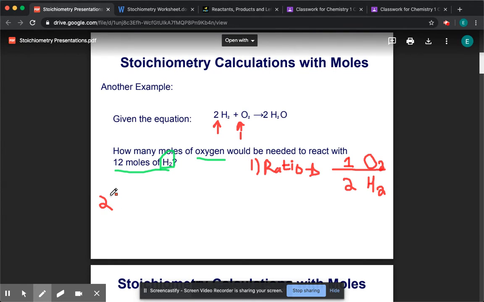Step 2 is to set up your equation. And that equation is how much you have of the original thing multiplied by your ratio. So in this case, we have 12 moles of hydrogen. And then we're going to multiply that by this fraction.